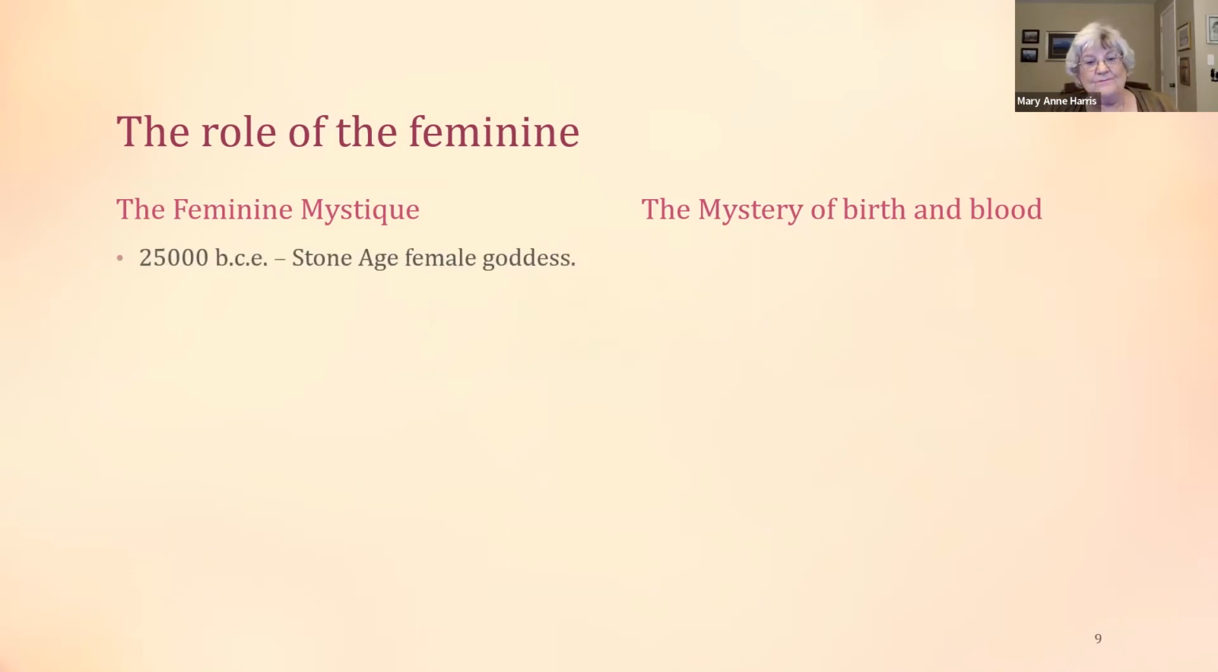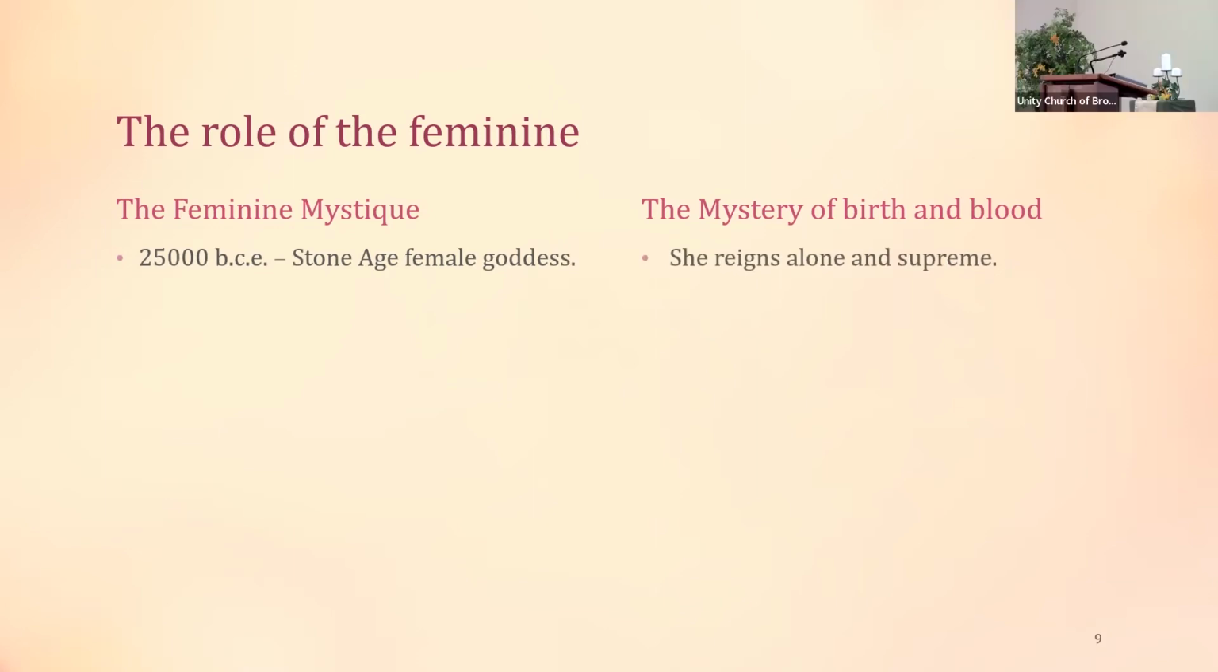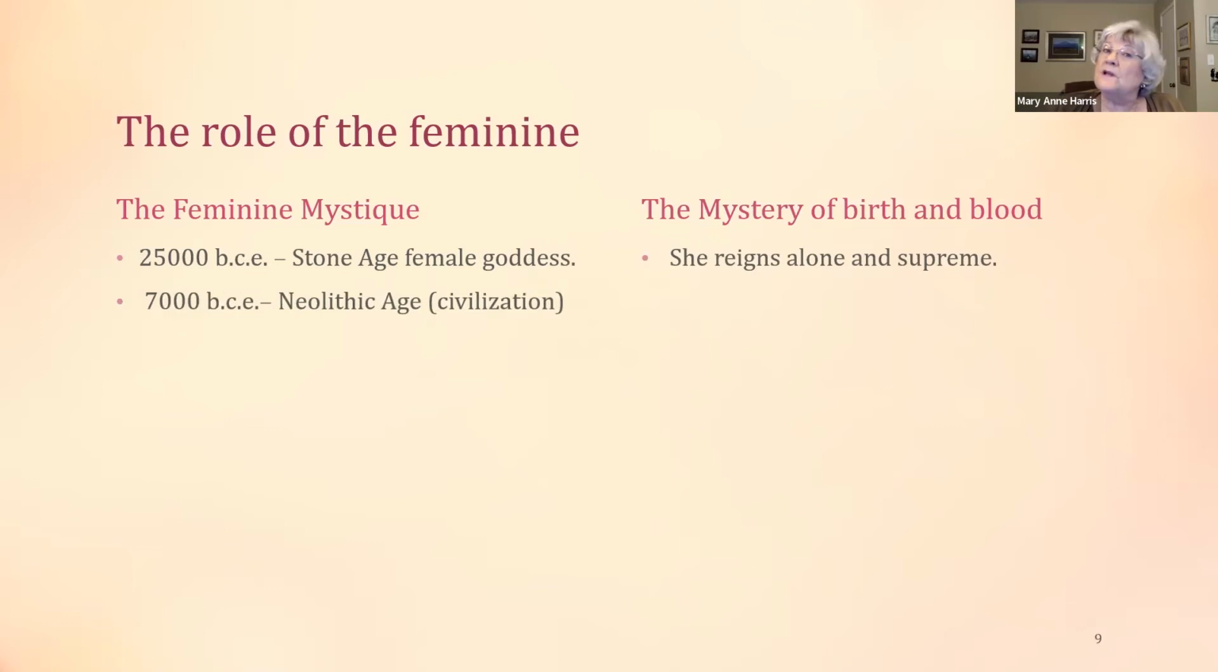25,000 years ago, the Stone Age female goddess, which is the statuary we just looked at, reigns alone and reigns supreme. By 7,000, the Neolithic age, the beginnings of civilization, and again, this is the development of the human brain. Okay, a cow doesn't really sit in a pasture and go, let's see, if I'm going to have a calf, I need a bull. A cow never goes there, can't go there.